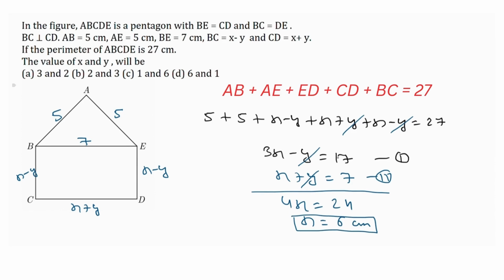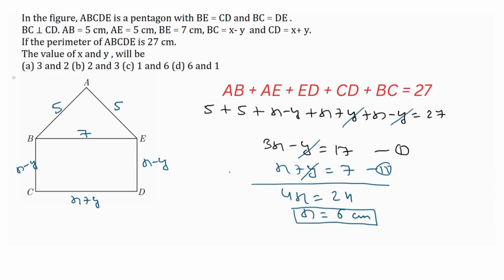Now in order to get the value of y, we can place the value of x over here. So now replacing this x over here, we have x plus y equals 7. Replacing x as 6, we get 6 plus y equals 7, and therefore y is equal to 7 minus 6, and that is 1.